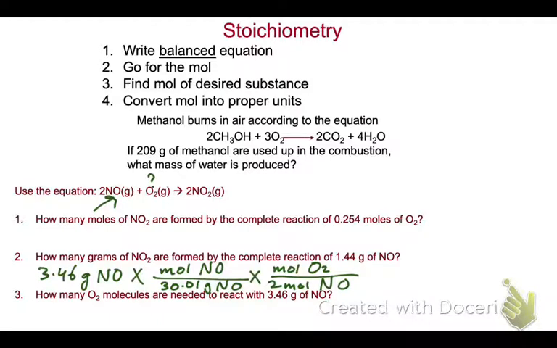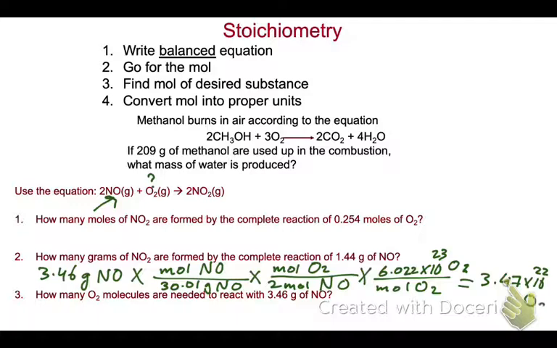Then after that, I know now that I can convert moles of oxygen to number of molecules using Avogadro's number. So what I will say, there is 6.022 times 10 to the power 23 oxygen molecules for every 1 mole of oxygen. Again, I will have 3 sig figs in my final answer. And the answer will be 3.47 times 10 to the power 22 oxygen molecules.